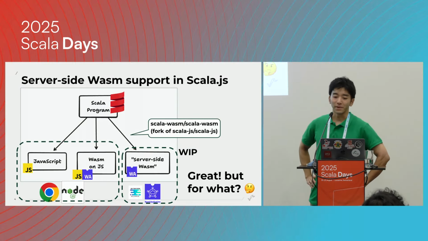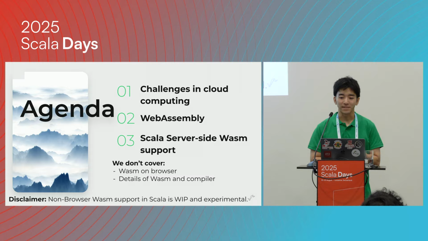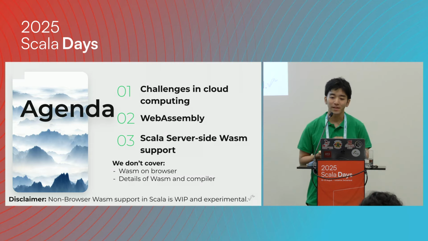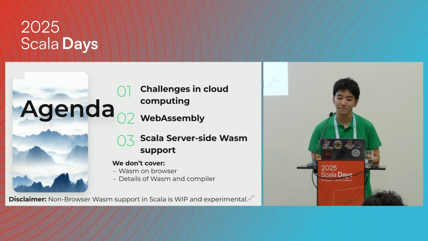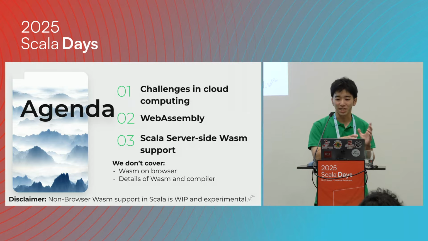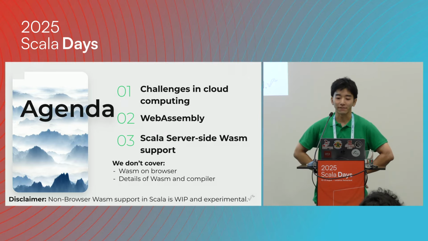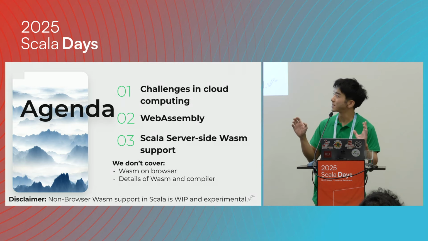Cool. But why? Why are people so excited, and what is the benefit of compiling Scala to server-side WebAssembly? So in this talk, I'll talk about what the selling point of server-side Wasm is and what exactly WebAssembly is. Here's the list of items I'm going to cover. I'm going to start with the challenges in cloud computing, which is one example WebAssembly can solve. Then I'm going to talk about what WebAssembly is and how it's going to solve the challenges in cloud computing. And finally, I'm going to explain the current state of server-side Wasm support in Scala.